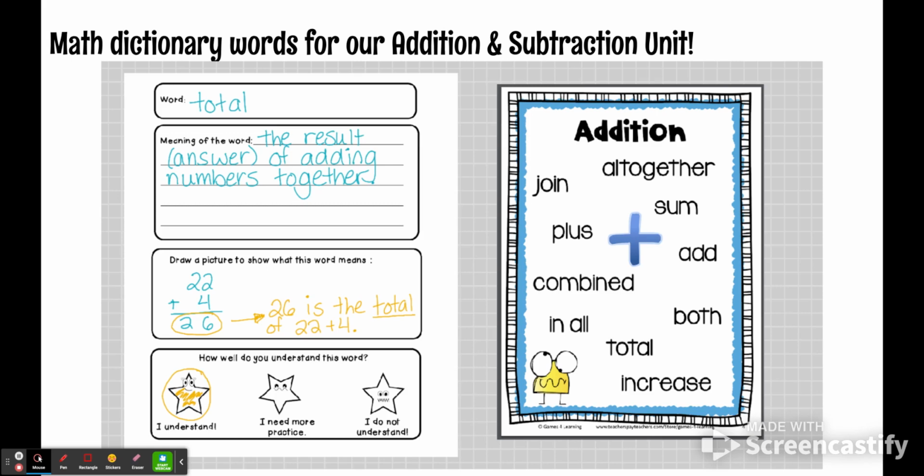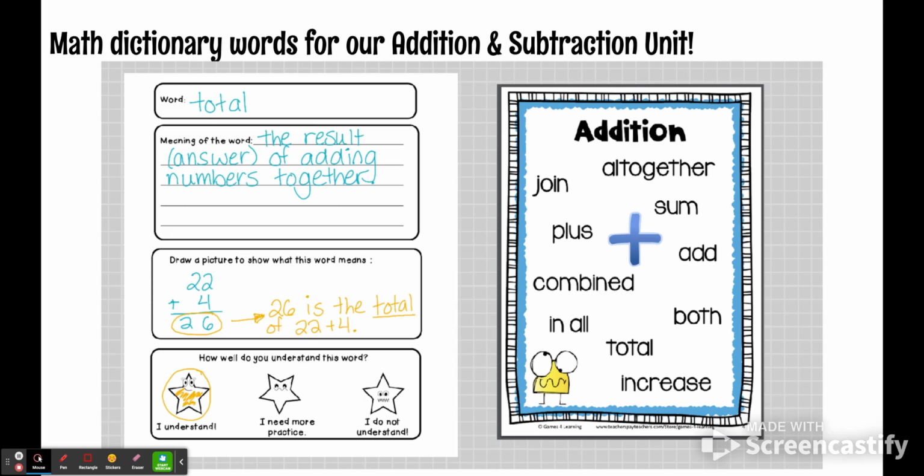So here I used an example, 22 plus 4. 22 plus 4 equals 26. And 26 is the total of adding 22 and 4 together. Okay, I get it. So total is the result or the answer of when you add numbers together.